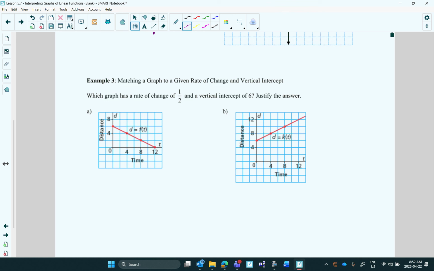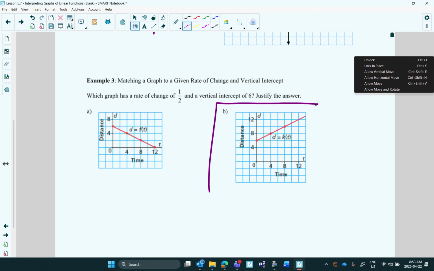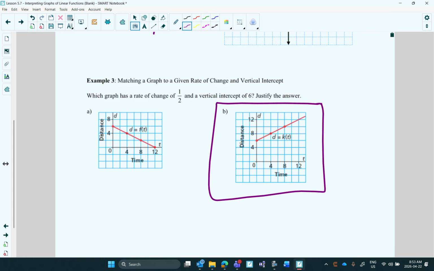Well, how do I get from this point to this point? I go down 1, which is negative, and to the right 2. So this is a rate of change of -1/2, which means this is not it. I want +1/2. This one goes up 1 to the right 2. So this is the one. Because the other one has a rate of change of -1/2. So that means it's out.